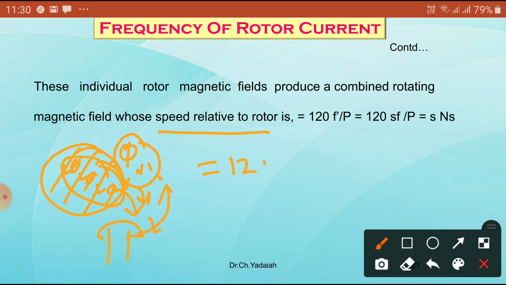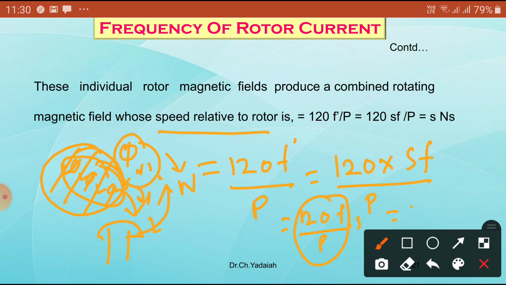So 120 f dash by p is the speed of this rotor magnetic field. I can write it as 120 f, with the slip speed, by p. So that is equal to 120 f by p into s. This is called synchronous speed, Ns into s. So this is the formula.